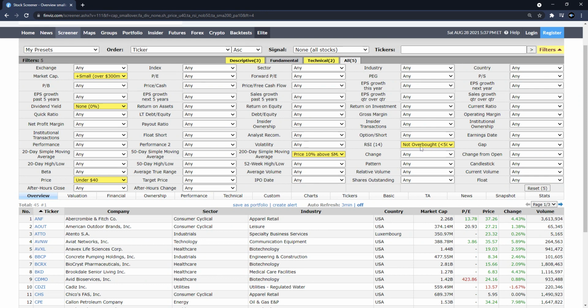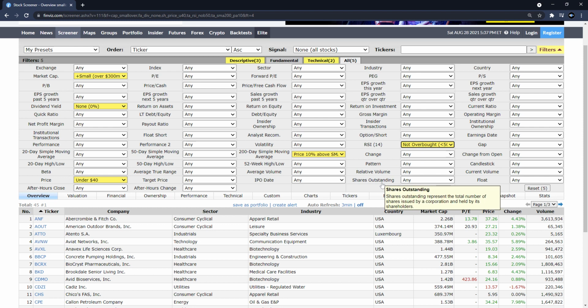And you don't want it to be overbought nor oversold. So this is basically a sweet middle, just like that. And what do we want over the click right here? It will be the shares outstanding. So what does the shares outstanding mean?